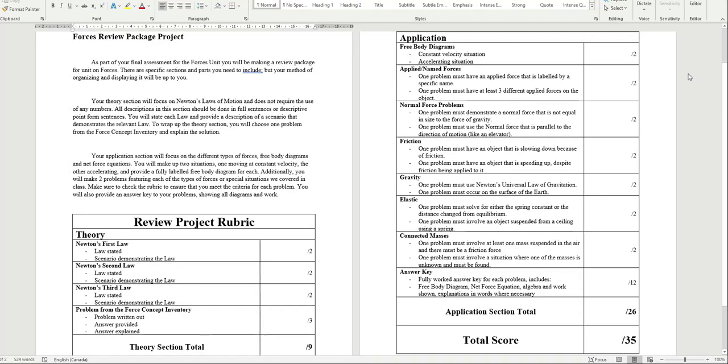Good morning, class, and today let's look at the Forces Review Package Project. This is going to be part of our final test that we're going to have on our Forces chapter. Now, you might look at this and be like, holy moly, there is so much to do.